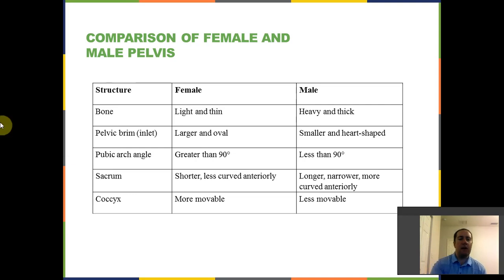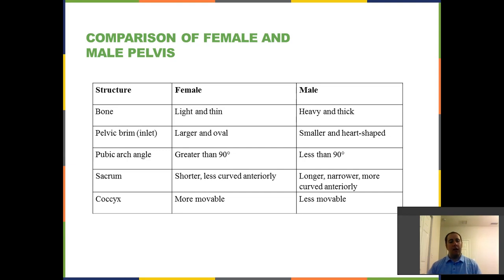I'm not too worried about the pelvic brim. You'll see that in the lab. You won't be asked about that in a lecture exam or anything like that. The pubic arch is going to be very important in the lab. To me, that is the easiest way to tell the difference between a male and a female pelvis.